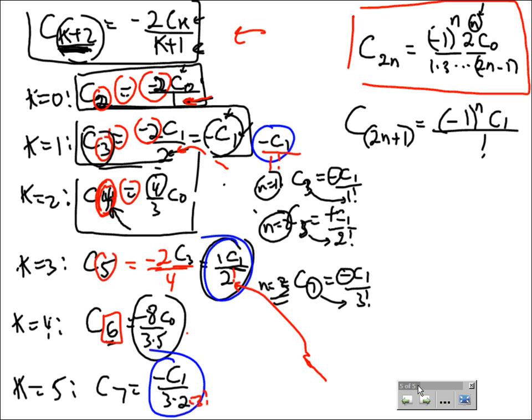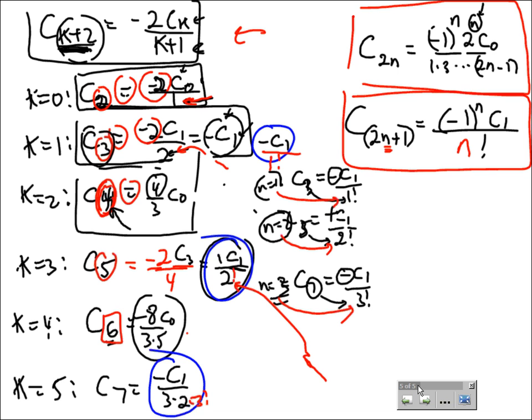Well, when n is 1, we had 1 factorial. When n is 2, we had 2 factorial. When n is 3, we had 3 factorial. So, we have n factorial. That is how we write down C sub 2n plus 1. And that's it. These happen not in groups of 4 like the last time. They happen in groups of 2.